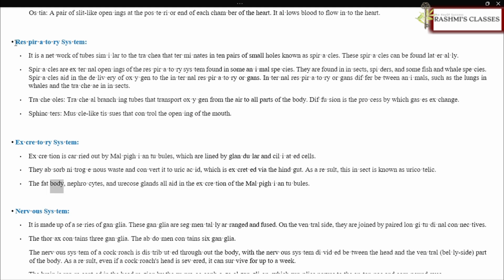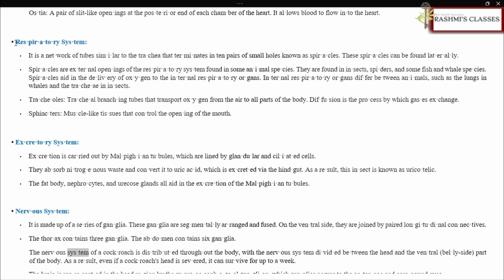The fat body, nephrocytes, and uricose glands all aid in the excretion of the Malpighian tubules. Nervous system. It is made up of a series of ganglia. These ganglia are segmentally arranged and fused. On the ventral side, they are joined by paired longitudinal connectives. The thorax contains 3 ganglia. The abdomen contains 6 ganglia.